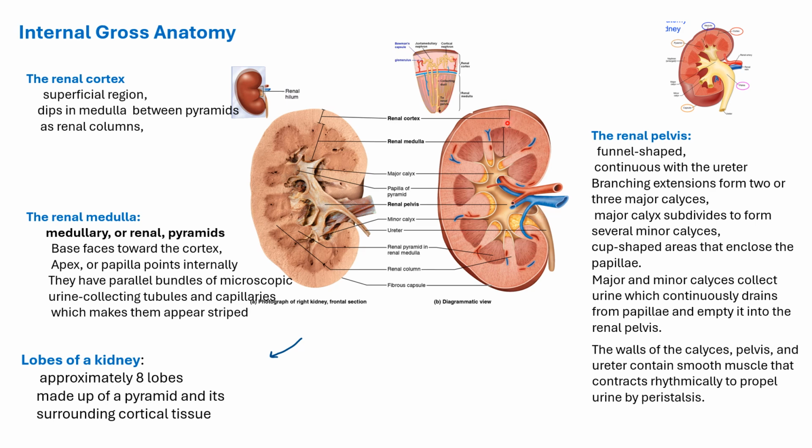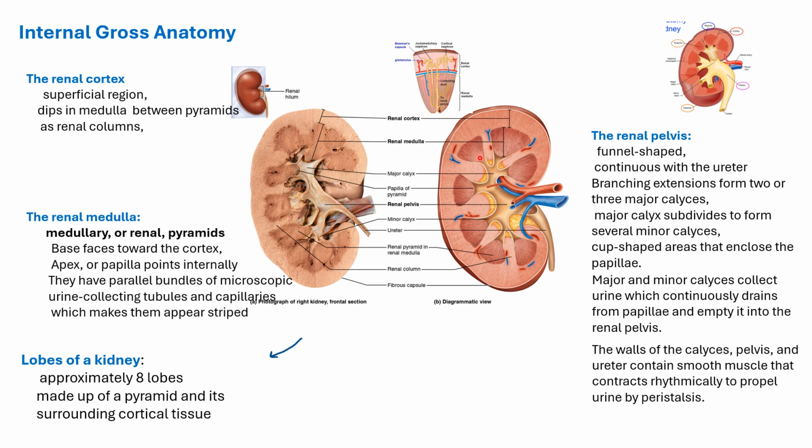So the cortex dips down into the medulla between the pyramids. These are extensions of the cortex between the pyramids. And the medulla contains the pyramids. These pyramids have a broad base which is facing towards the cortex, and the apex is toward the pelvis. At the apex, they are known as papilla. Papilla is the point from where the urine seeps into the renal pelvis.